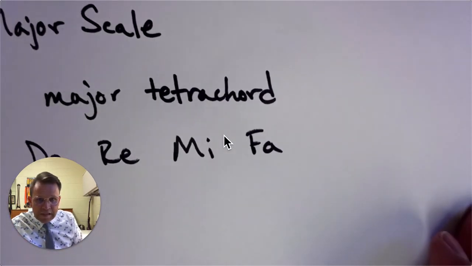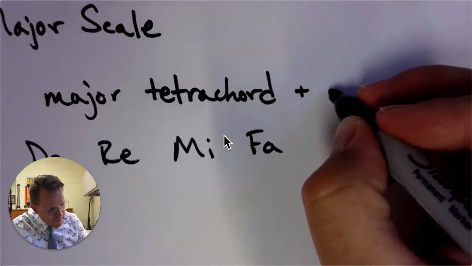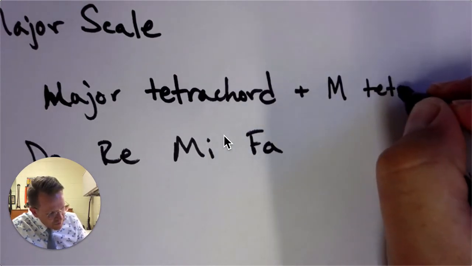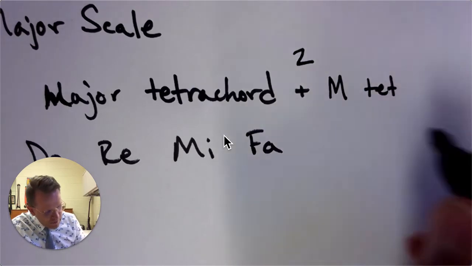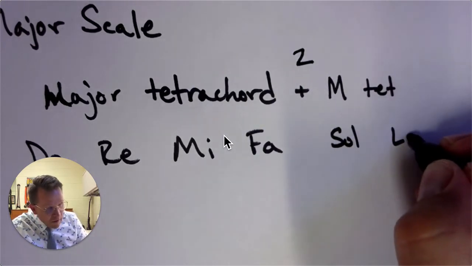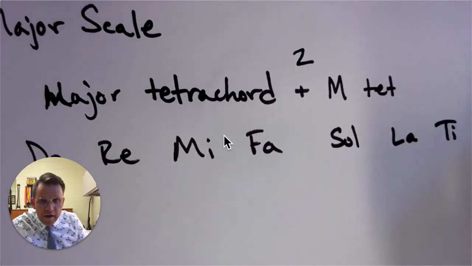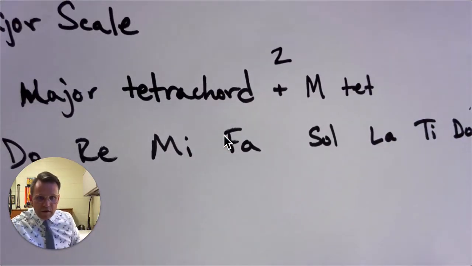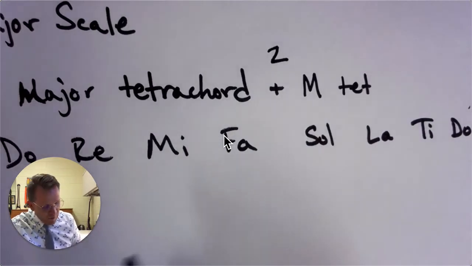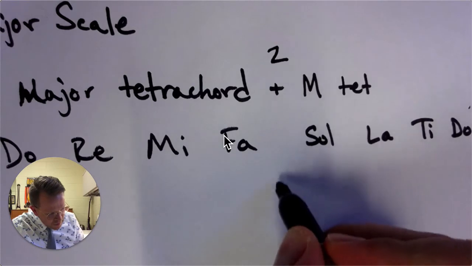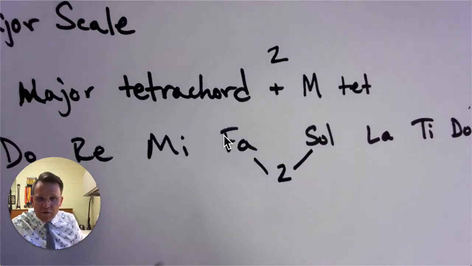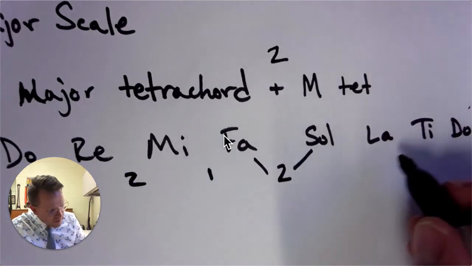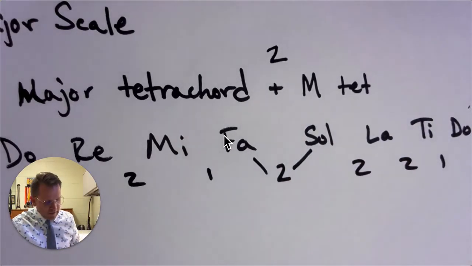And then we're going to link it with another major tetrachord, by two semitones, and we'll go sol, la, ti, and do. Looks like I'm running out of room. Okay? So there we have these two tetrachords that we've linked together, and we're linking them by two semitones. So this little bridge between is two semitones from fa to sol, and our pattern of semitones goes 2-2-1, 2, and then 2-2-1.